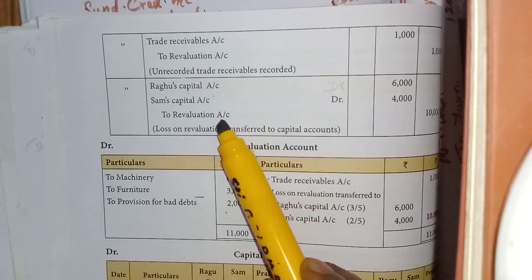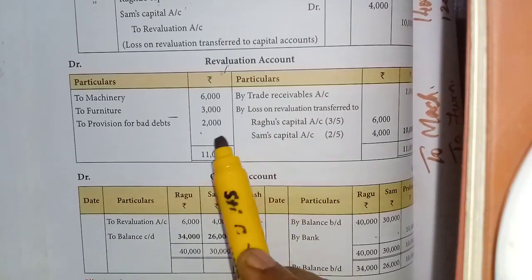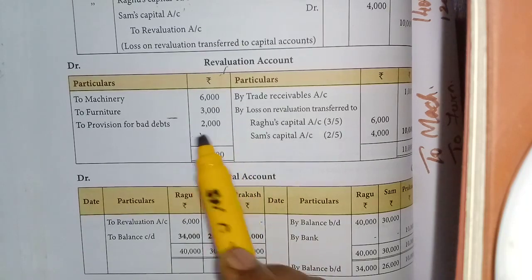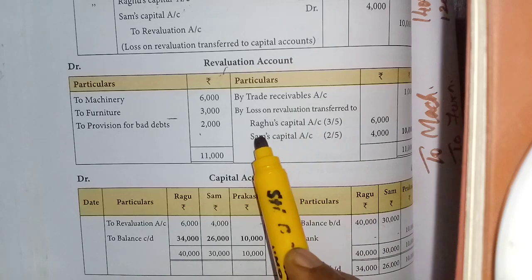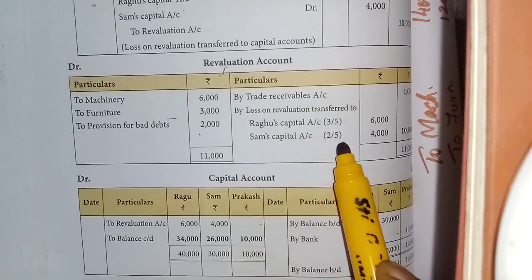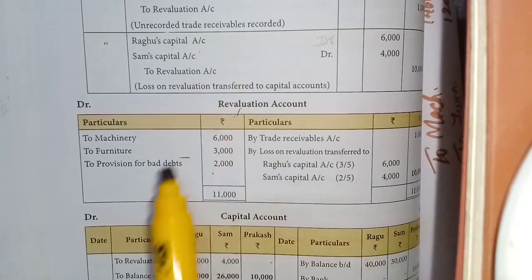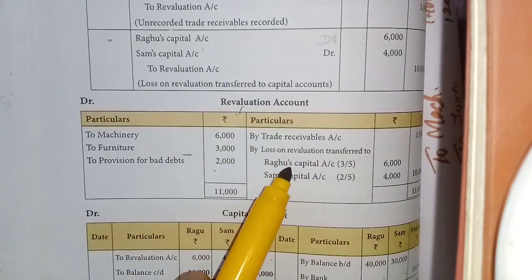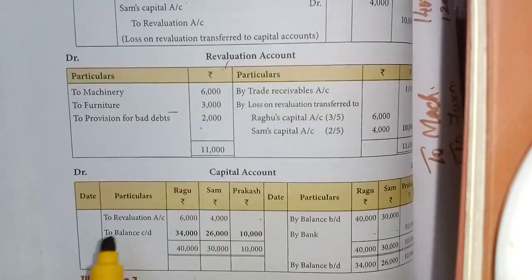Then, now we should prepare the revaluation account. Here, loss item only more. So, credit side by loss on revaluation transferred to Raghu's capital, Sam's capital in their profit sharing ratio. Now we should prepare this entry. Okay, here Raghu's capital account debtor, Sam's capital account debtor to revaluation account.